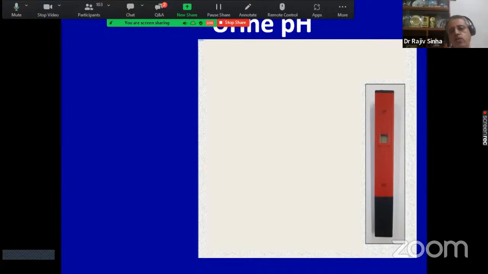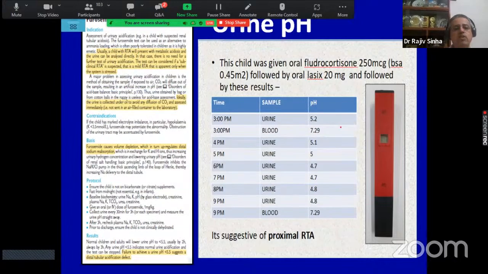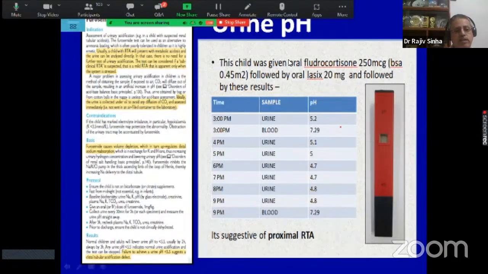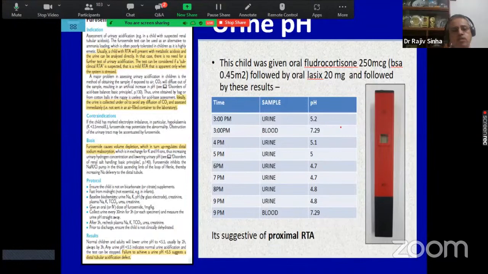A few words on the urine pH also. The most important thing is that ideally it should be checked by a glass electrode, by a pH meter, as is shown here, and it should be checked at the bedside. Rarely we have to do something called a furosemide acidification test, but most of the time you don't really require it. You can straight away go for your urine pH, and if your urine pH is below 5.5 in the presence of acidosis, then you are more or less sure that you are dealing with proximal RTA.